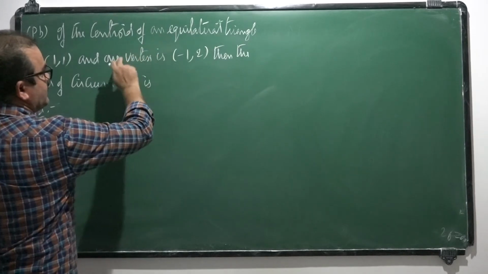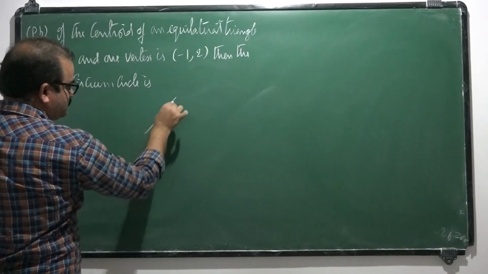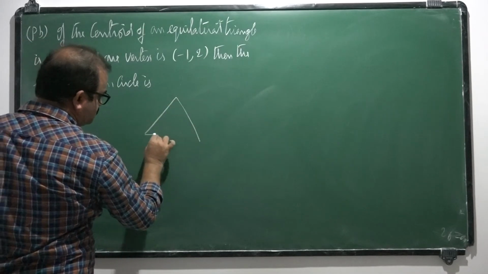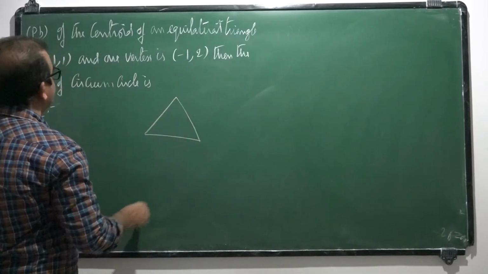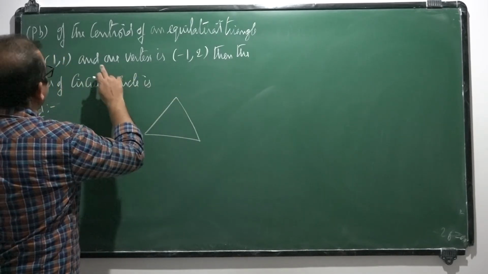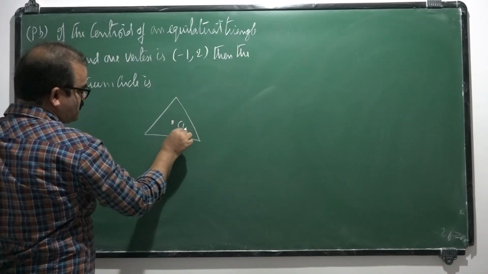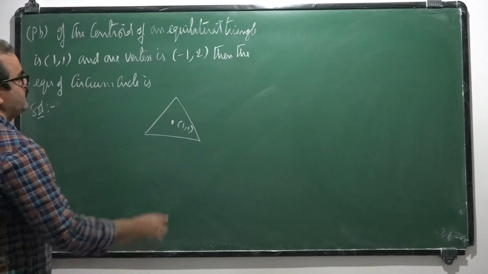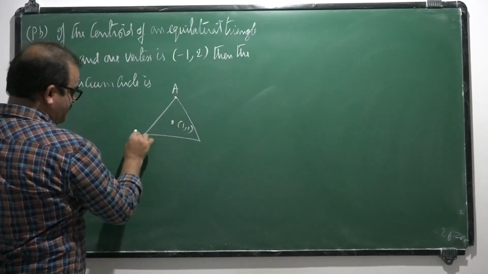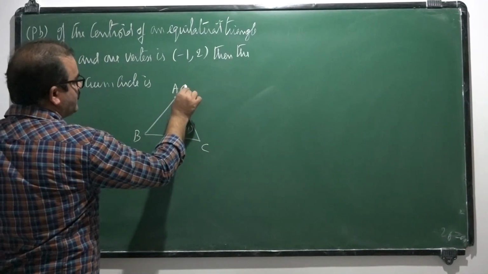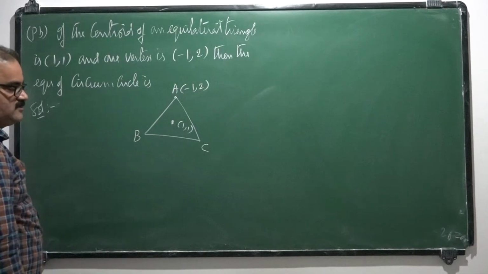What is the given triangle here? Equilateral triangle. That means all three sides are equal. Centroid of the equilateral triangle is 1, 1. And one vertex is, there are three vertices. One of the vertices is minus 1, 2. Then the equation of the circumcircle.